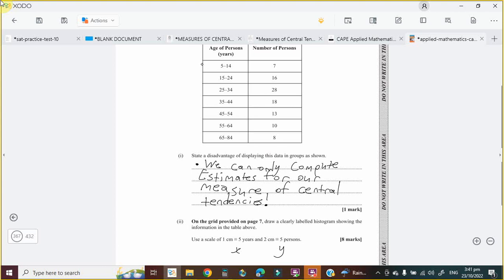So remember, you extend it from your lower class boundary, from 4.5 to 14.5. And what's the midpoint of 4.5 to 14.5? The midpoint of this interval, 5 to 14, is 9.5. That means the next is 18.5 and so forth, going up by 10. All right, ready, let's go.